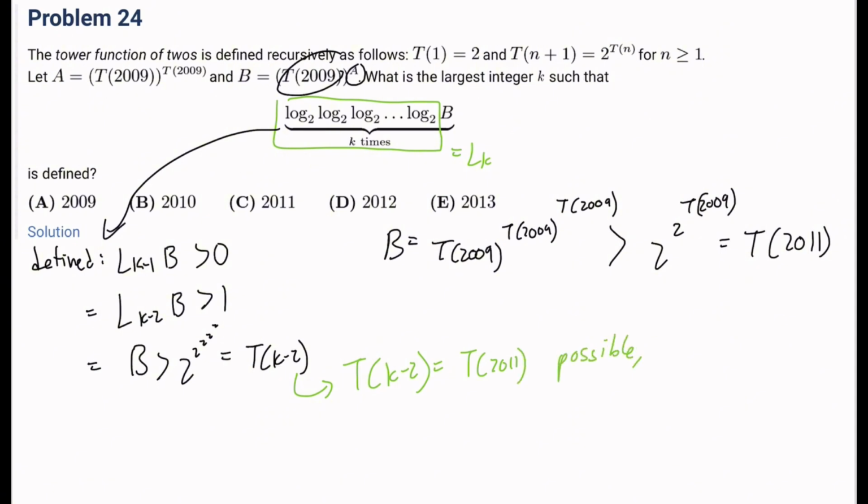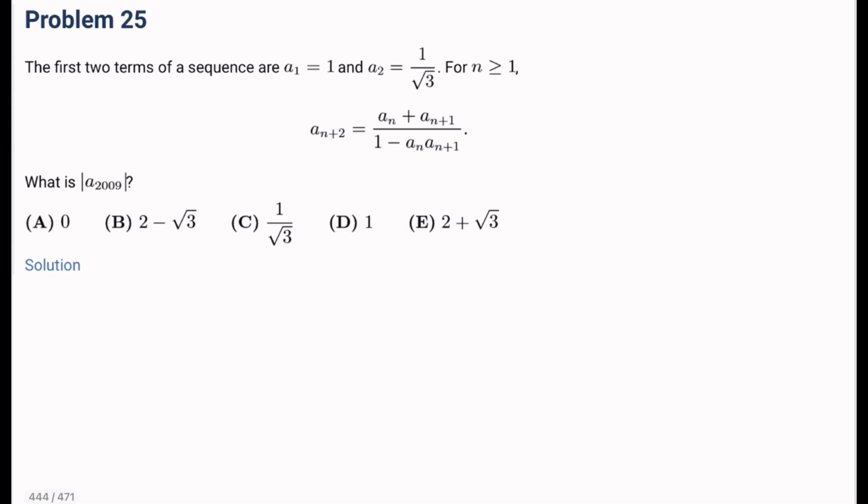So that means k is 2013 is possible. Since k is 2013, that's the largest answer choice. That means there won't be any larger k than that. So that means k equals 2013. That is the largest integer k. It's E. Last problem, number 25.